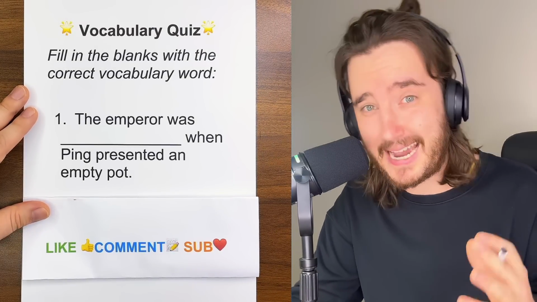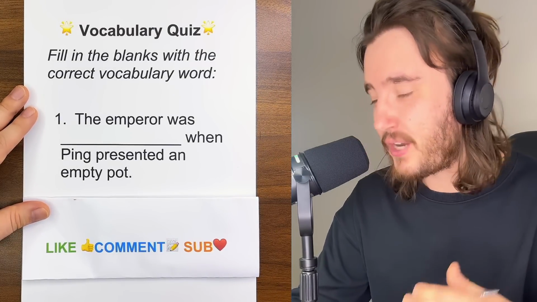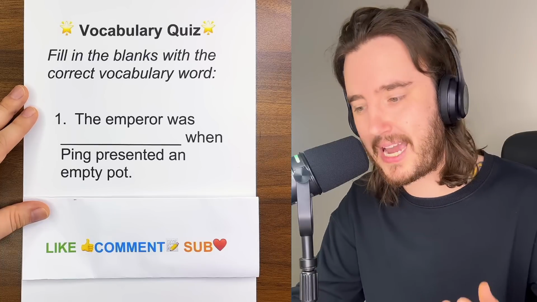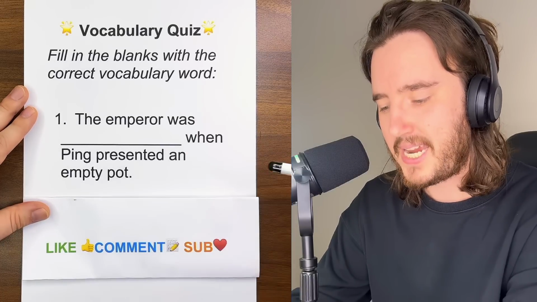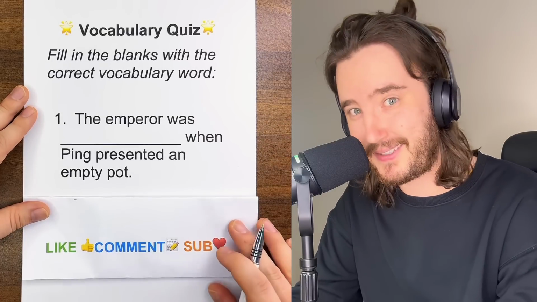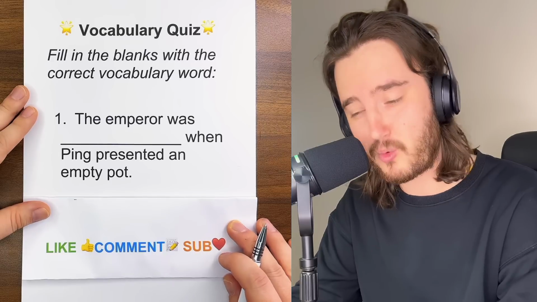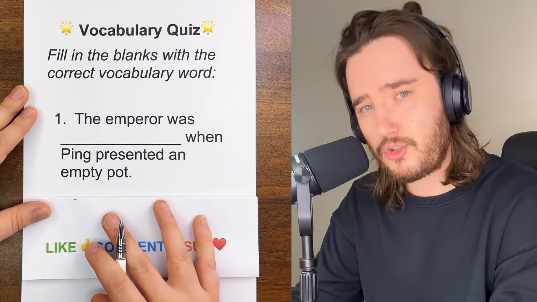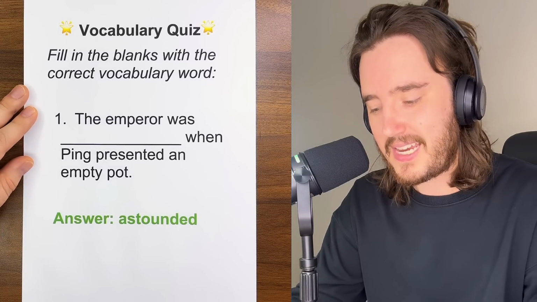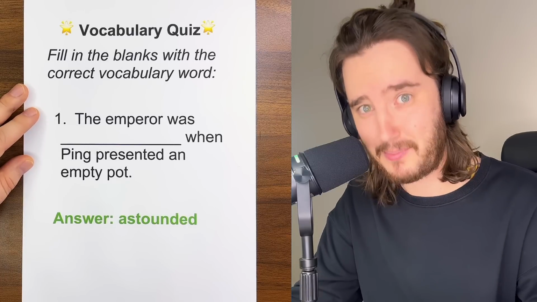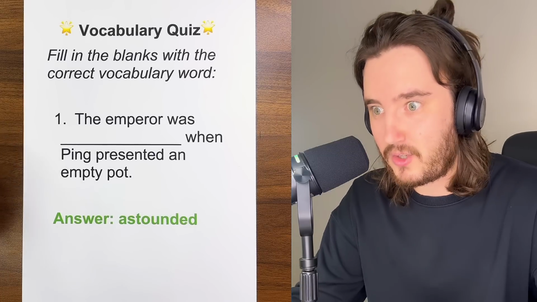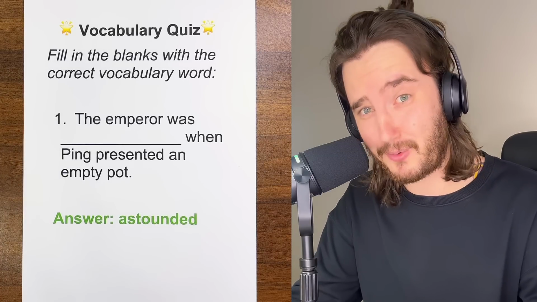Part 4, the vocabulary quiz. Let's check and see how well you paid attention to today's target vocab words. Number 1, the emperor was what when Ping presented an empty pot? It's one of today's vocab words in 3, 2, 1. The emperor was astounded when Ping presented an empty pot. He was greatly surprised, in other words.